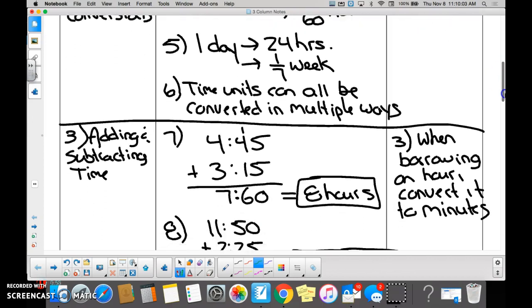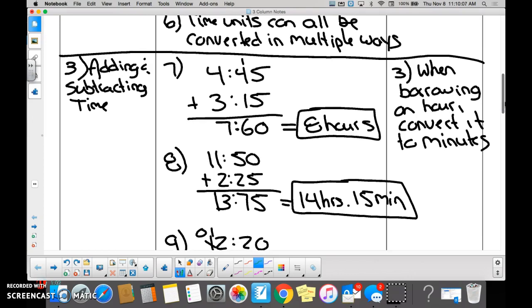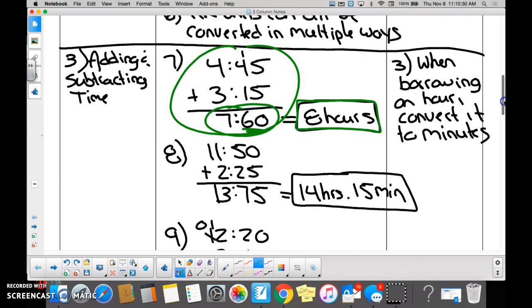Here's where things got fun, I think. Adding time isn't too bad. The only thing is, when you add time, such as 4 hours and 45 minutes and 3 hours and 15 minutes, such as this problem right here, we got 7 hours and 60 minutes. Do we want to leave that as is? No, because no one says, hey, let's meet in 7 hours and 60 minutes. They automatically take that 60 minutes and convert it to an hour, which gives us a grand total of how many hours? 8 hours. And number 8 is another example of that.